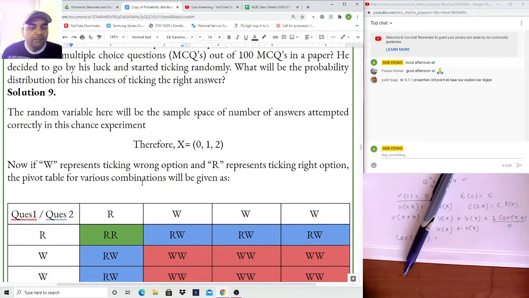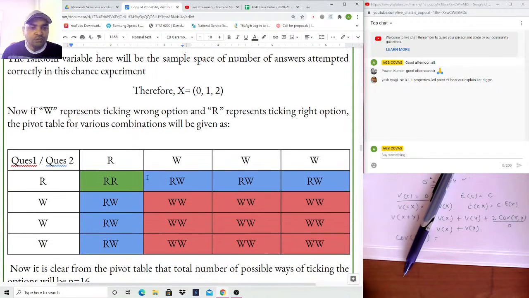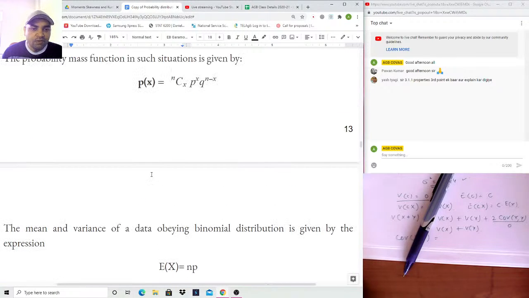Because each time he is doing the first question or the second question, the probability of picking remains the same, that is 1 by 4 and 3 by 4. And similarly, it is repeated two times. It has been repeated to a certain extent. So it has to follow the binomial distribution, which is given by this formula.